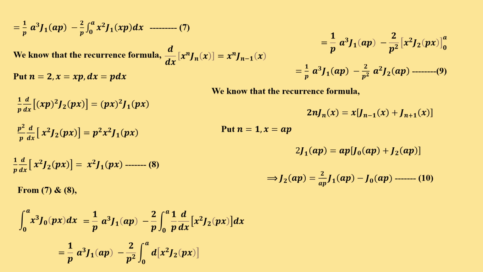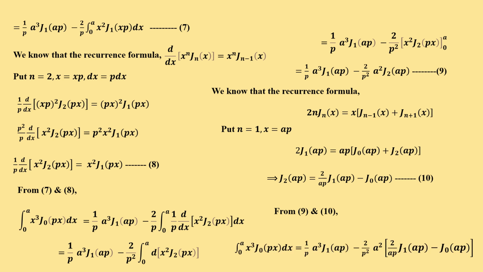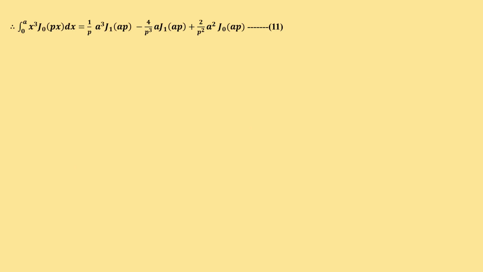Now we are using this value in equation number 9, right? In 9 we have J2 of ap, so we are going to replace. So from 9 and 10, integral 0 to a x cube of J0 of px dx, which is equal to 1 by p a cube J1 of ap minus 2 by p square a square into 2 by ap J1 of ap minus J0 of ap, right? We are using equation number 10 in 9. So therefore integral 0 to a x cube J0 of px dx, which is equal to 1 by p a cube J1 of ap minus 4 by p cube a J1 of ap plus 2 by p square a square J0 of ap, that is equation number 11.